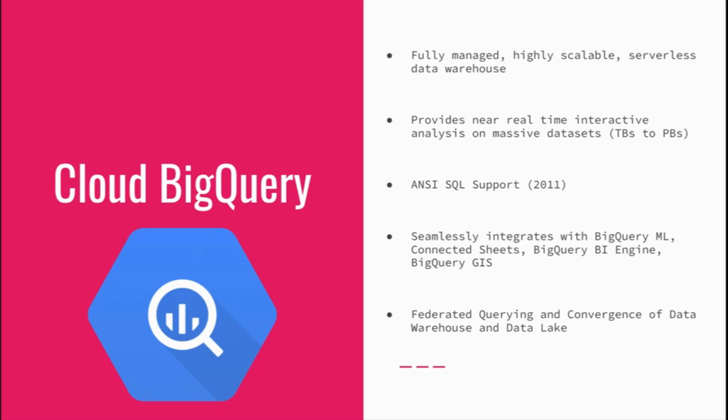You have Connected Sheets, which will look pretty similar to your Excel sheet, but it can process a huge amount of data. You can write your typical Excel functions on top of it. There's a BigQuery BI Engine where you can connect your BI engine directly to the data and do analysis on large scale data. And there is also BigQuery GIS, which is more for geospatial information.